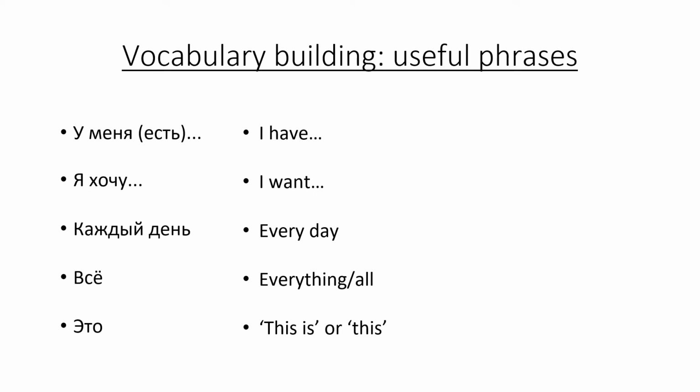Это. This or this is. This is a really common word in Russian, and you can use it to sort of introduce your sentence. So, это факт, that's a fact, or this is a fact. Это машина, this is a car. Это здание, this is a building, and so on and so forth.